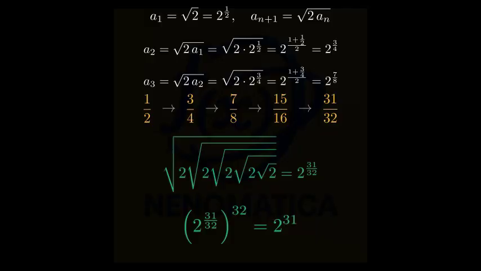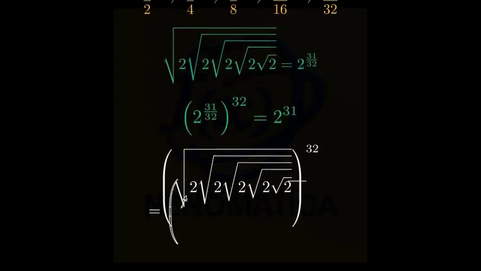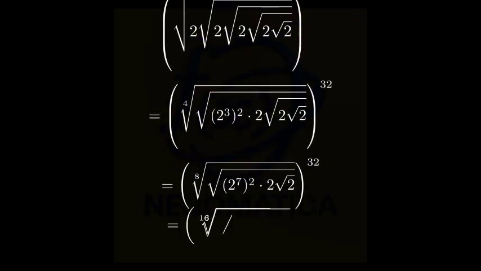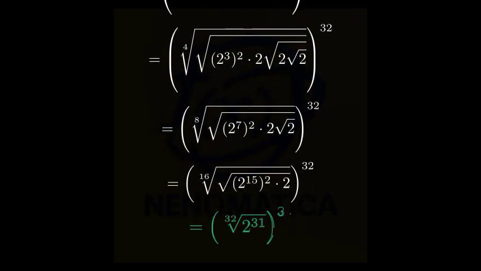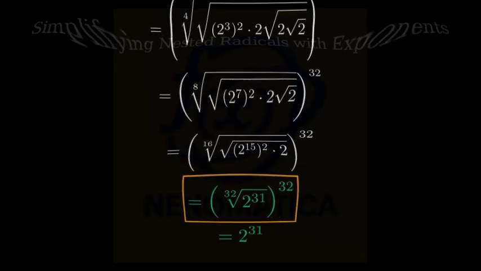Method B mirrors the classic step change shown in many worked solutions. We repeatedly convert the outer square root into a higher index root, while bundling a perfect square inside at each stage. We move from a 4th root to an 8th root, then 16th, then 32nd, each time keeping the expression equivalent. At the end, we have the 32nd root of 2 to the power 31, and raising to the 32 gives 2 to the power 31.